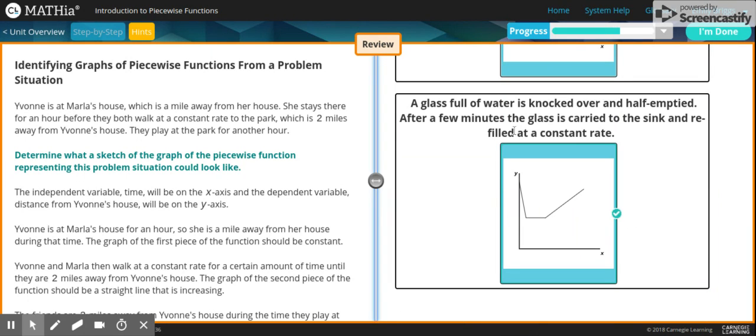A glass full of water is knocked over and half emptied. After a few minutes, the glass is carried to the sink and refilled at a constant rate. So it goes down because it's emptied, and it stays the same for a little bit, after a few minutes, and then it goes back to the sink and gets refilled.